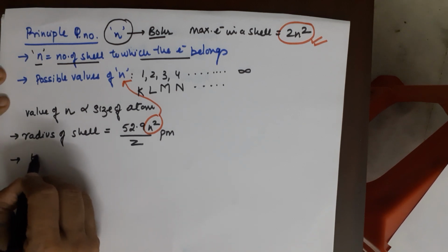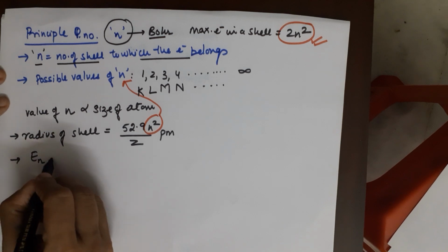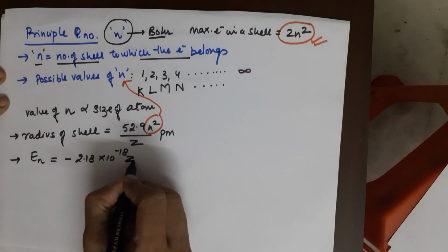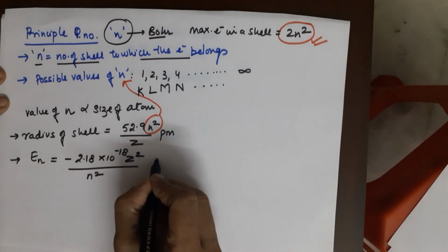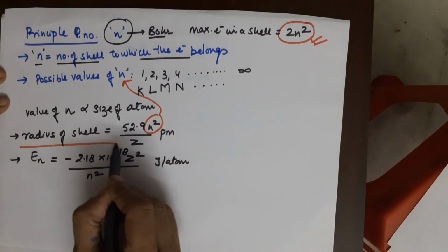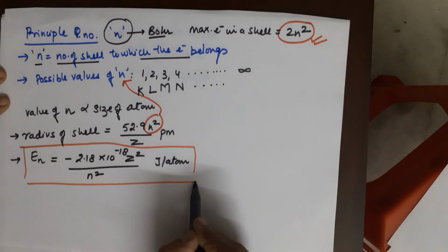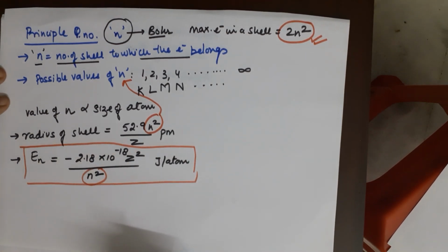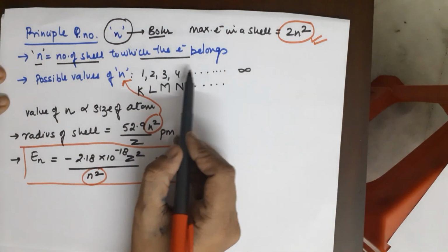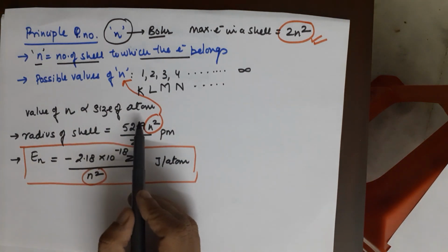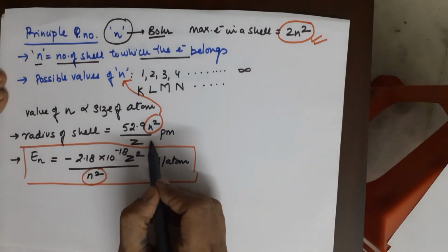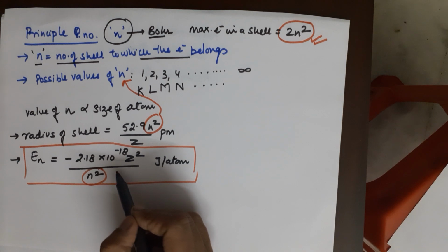Secondly, it also tells you about the energy of the electron in a particular shell, given by the formula 2.18 into 10 to the power minus 18 Z square by n square joules per atom. This formula also we did in Bohr's model, and in this formula also this is again your principal quantum number. So your principal quantum number gives you the number of the shell, the possible values are up to infinity. It also gives you the size of the atom, larger the value, bigger the size, helps you decide the radius, and also the energy of the electron in a particular shell.